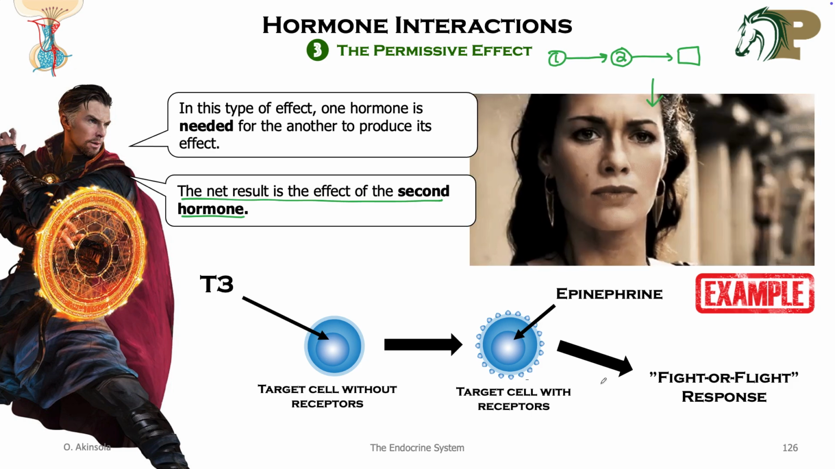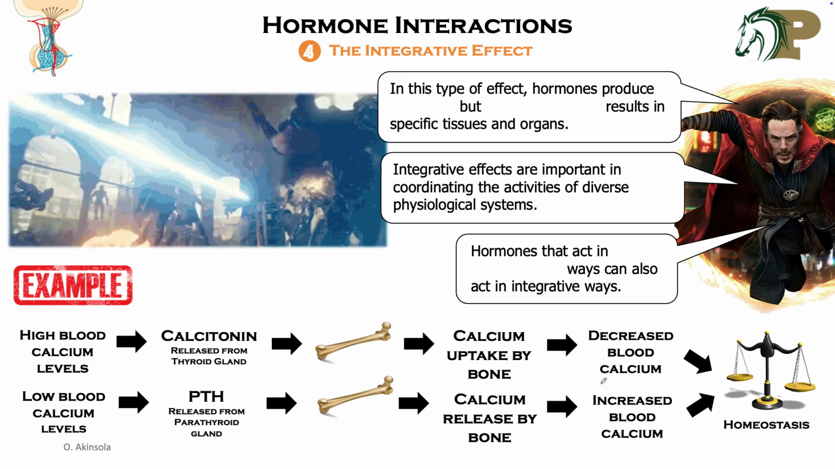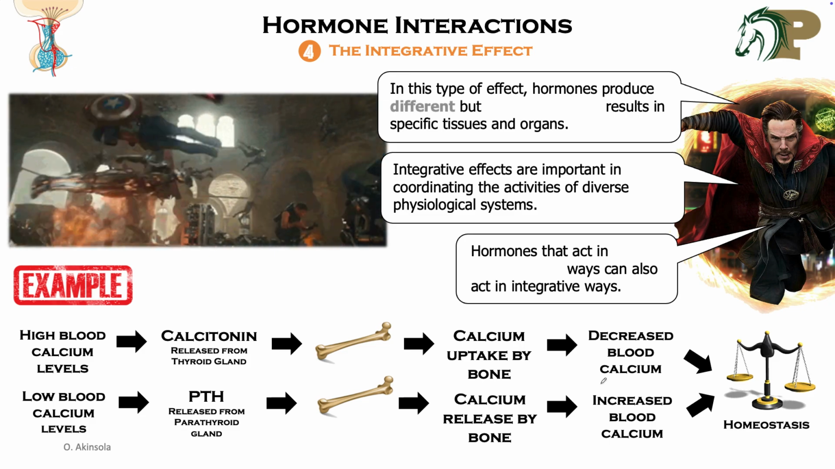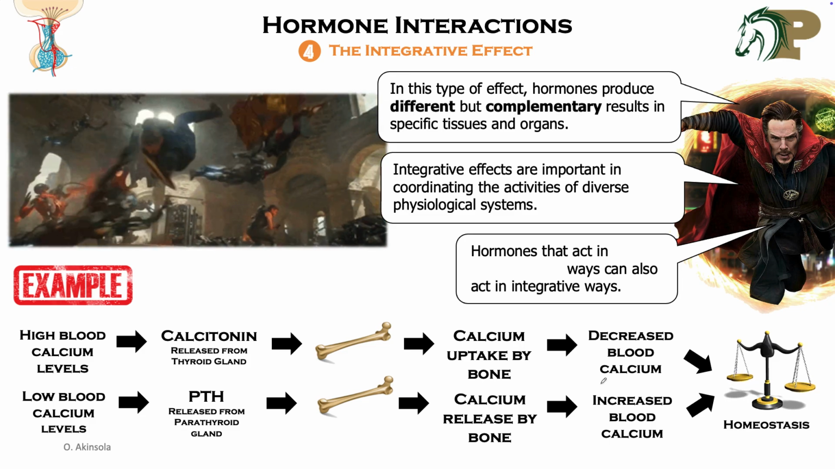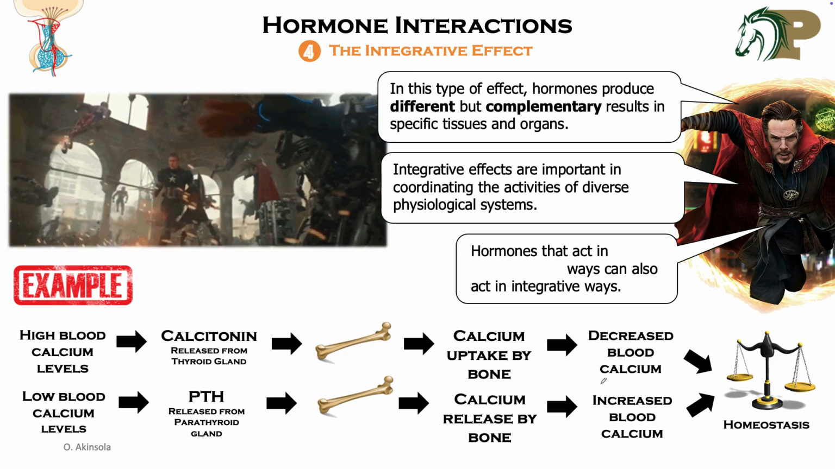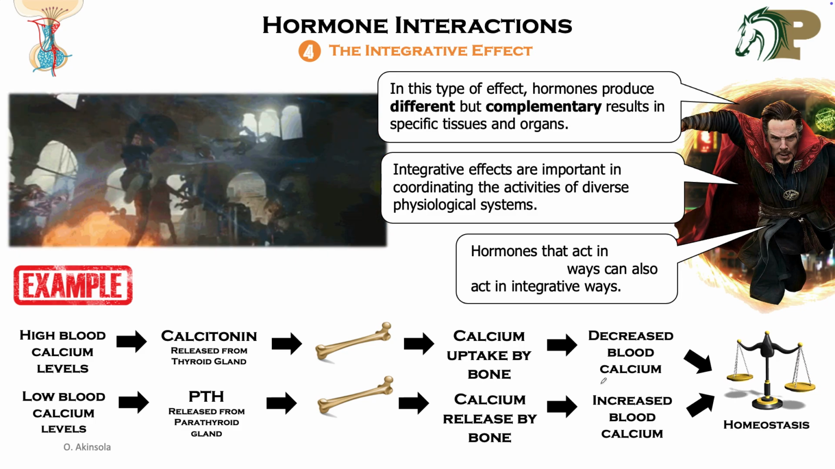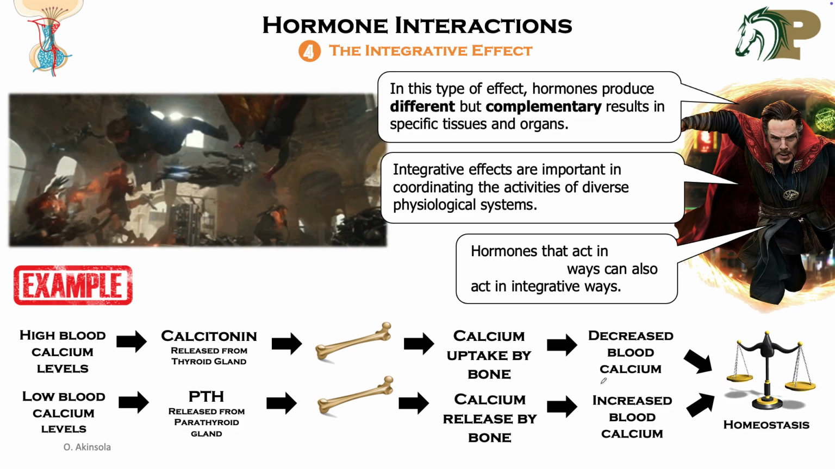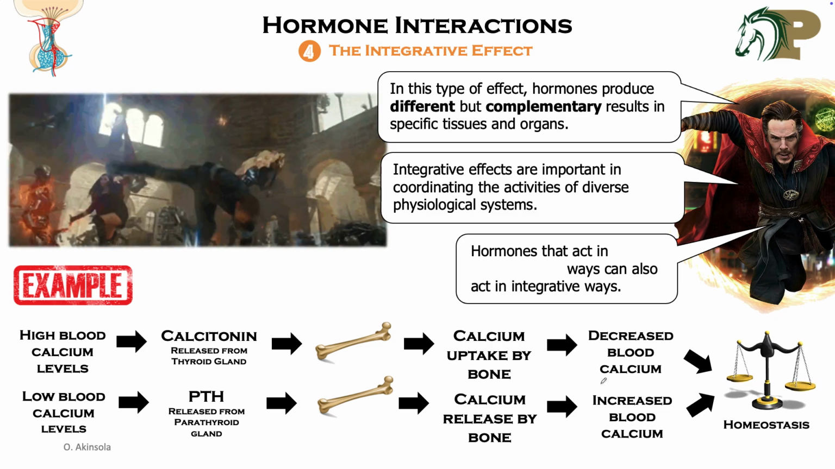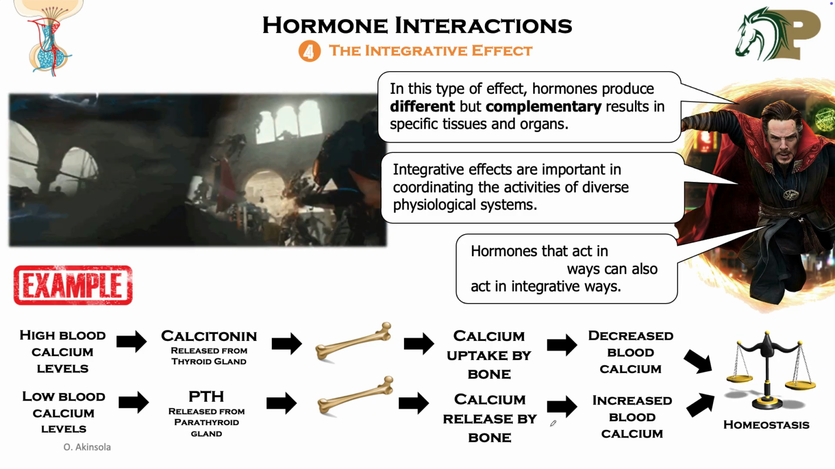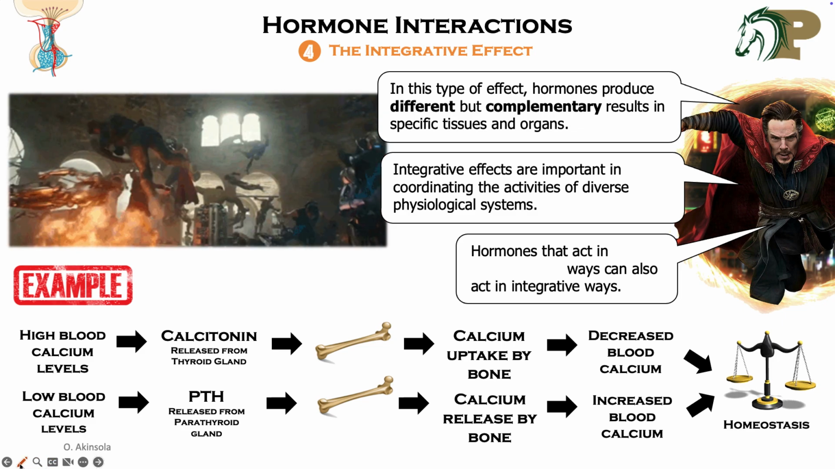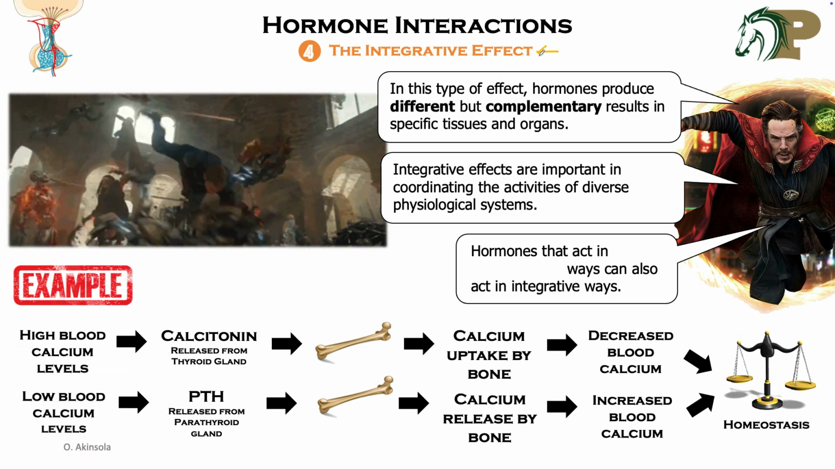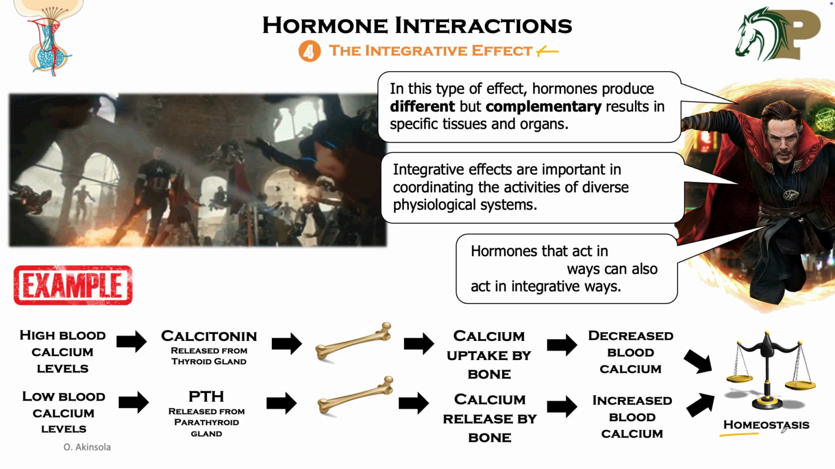Okay. And lastly, we have the integrative effect. In this type of effect, hormones produce different but complementary results in specific tissues and organs. Integrative effects are important in coordinating the activities of diverse physiological systems. So the classic example that is given to illustrate the integrative effect is that of homeostasis.